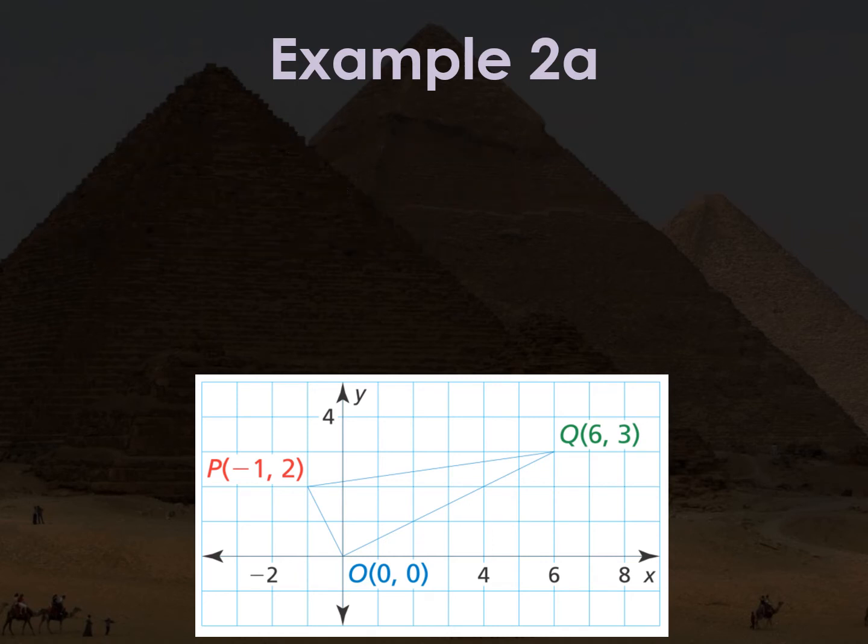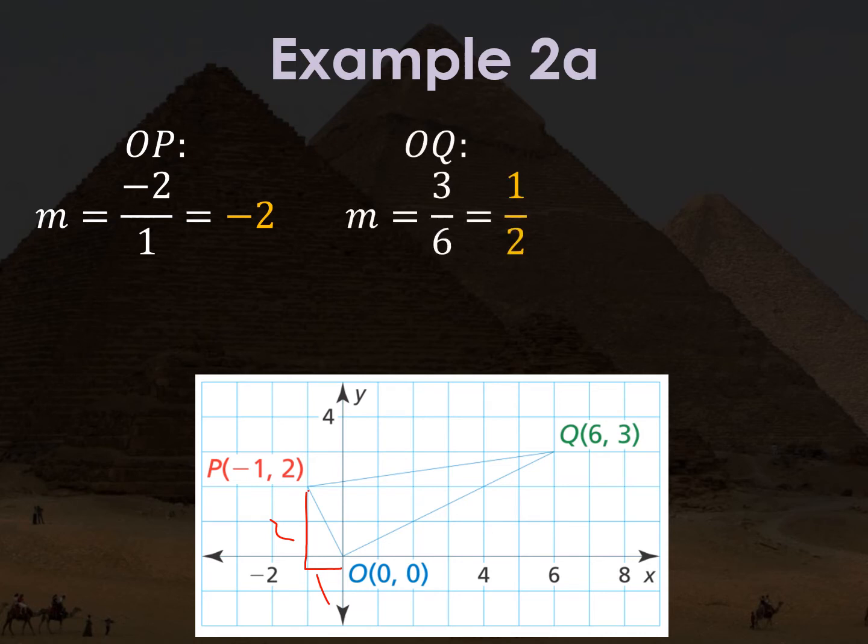So we'll look at the slopes of the three sides. OP has a slope of -2 over 1, or -2. Okay, it's going down 2, right 1. Next we have OQ. OQ goes up 3, right 6, and that's a slope of 1/2.